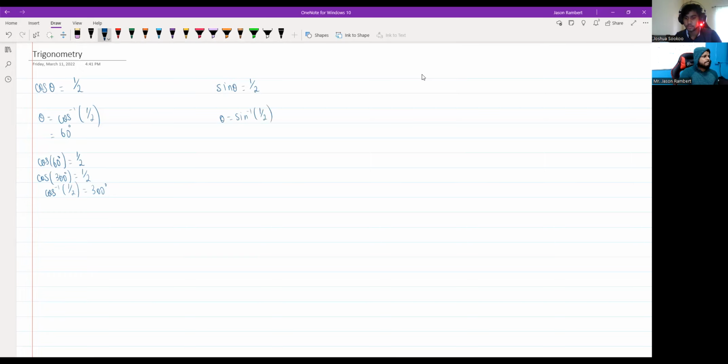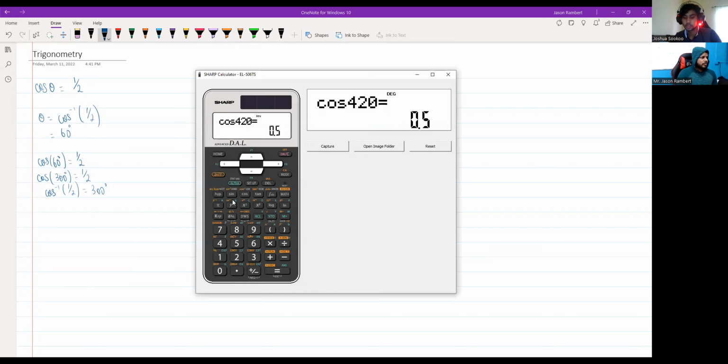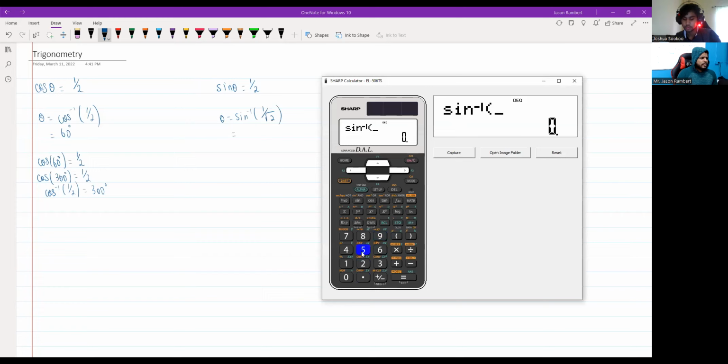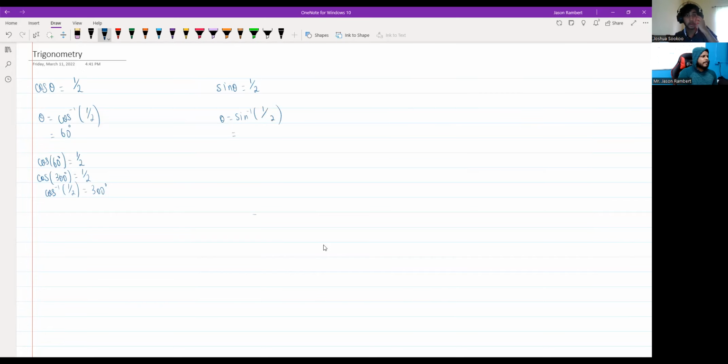And what did you get? Let me use 1/√2, just to make life a little bit easier. Sine inverse of 1/√2. Okay, I want to check and see, because I know sine inverse of 1/2 is supposed to be 30 degrees. It is 30 degrees. So theta is equal to 30 degrees.